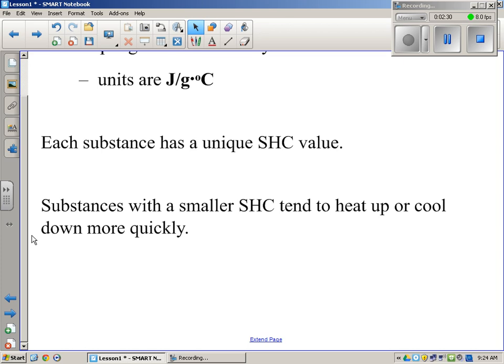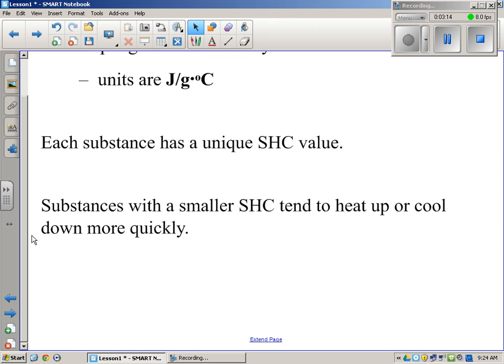You'll find them on the second page, I believe, in the top right corner as you open up. It tells you there some specific heat capacities. For example, the third one down, copper: it takes 0.385 joules of energy for every gram of that substance to heat it up 1 degree Celsius.